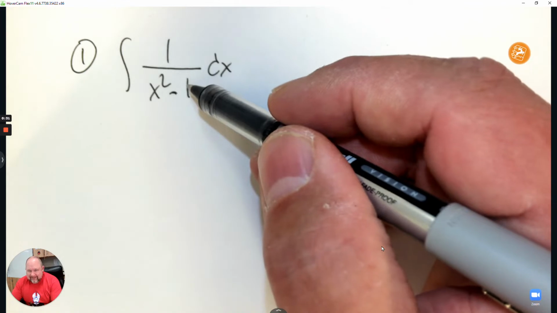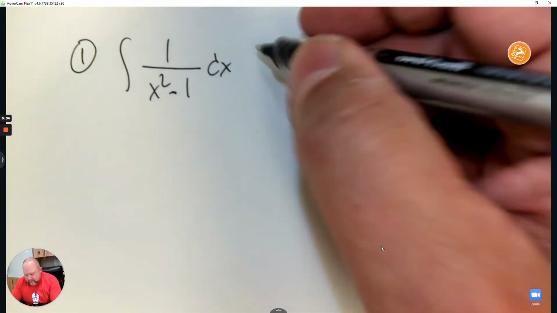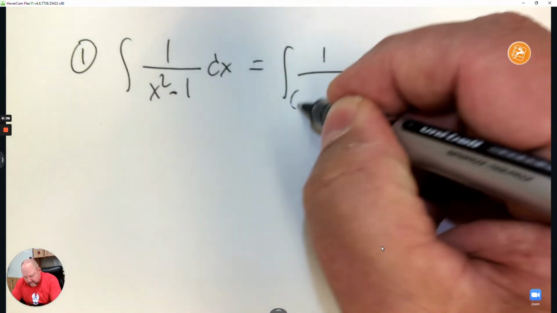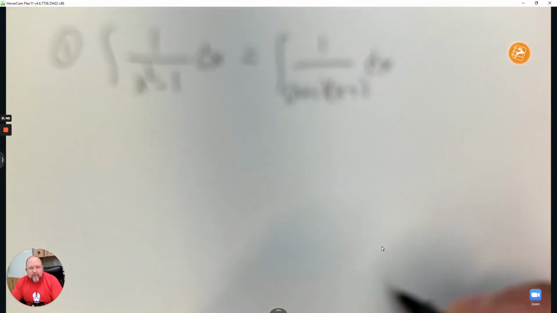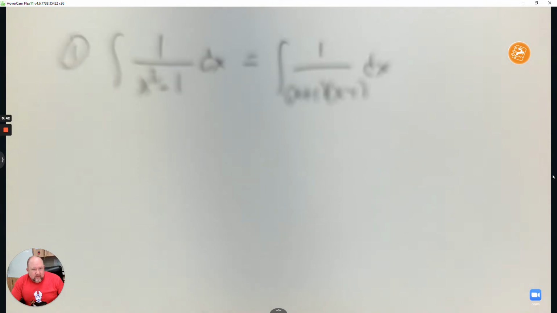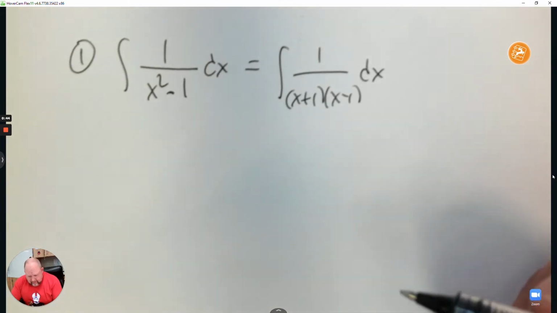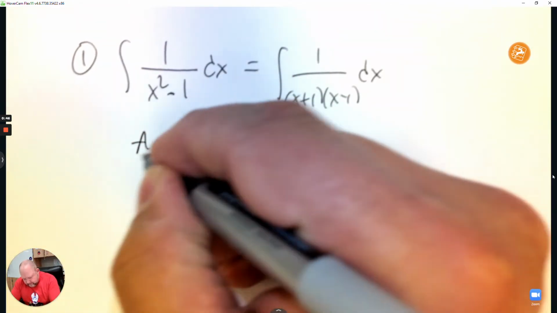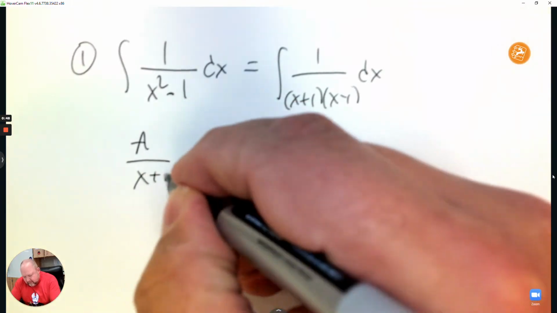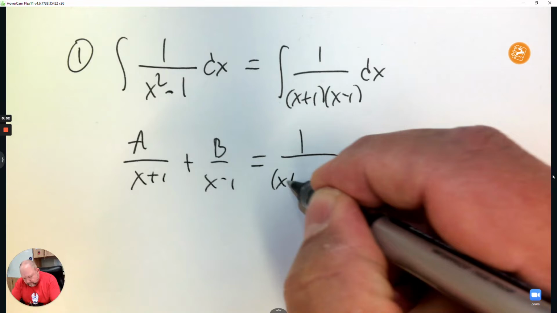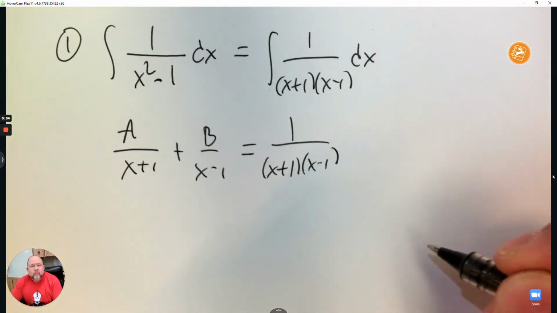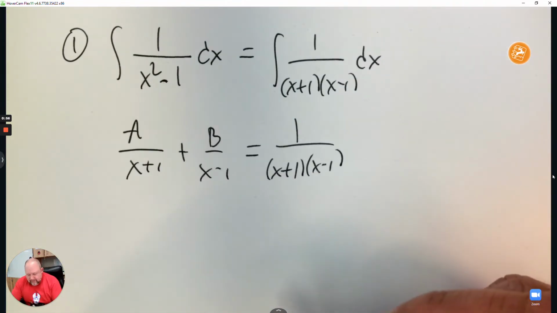So it's factorable in the denominator. So if I factor it, I have x plus 1, x minus 1. So I'm going to do this using partial fractions. So I'm going to separate it into x plus 1 and x minus 1. And then I'm going to solve for a and b.